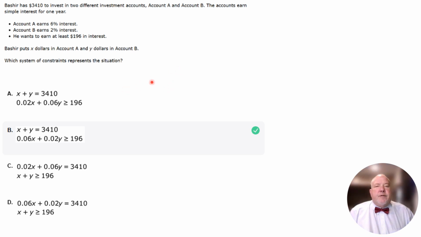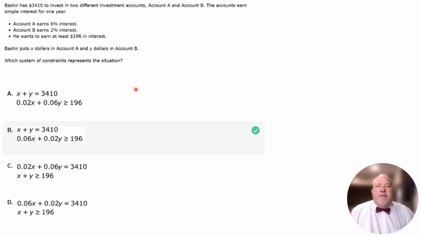This question on the surface, when you look at it, looks pretty challenging. There's a lot going on here, a lot of numbers, a lot of variables and letters, and then you look at the answers and they look pretty confusing. But if you just slow down and take it piece by piece, it's really not too bad.